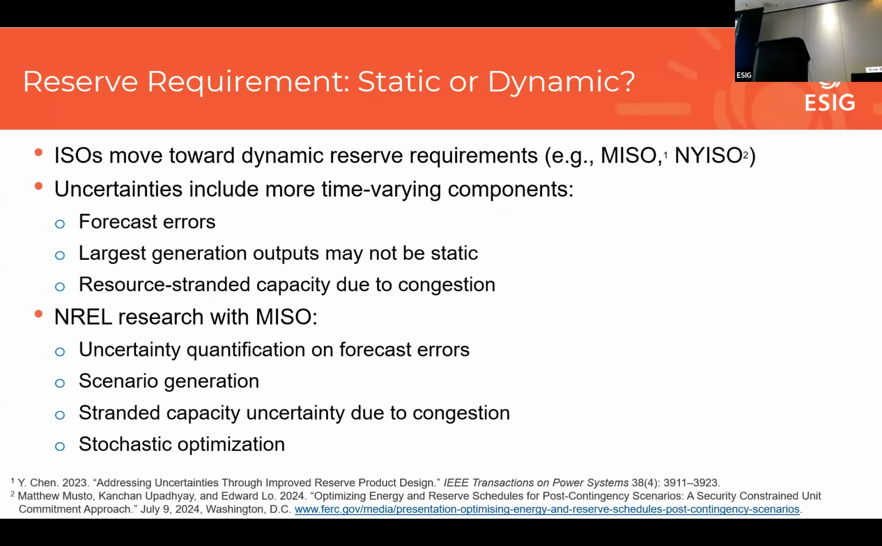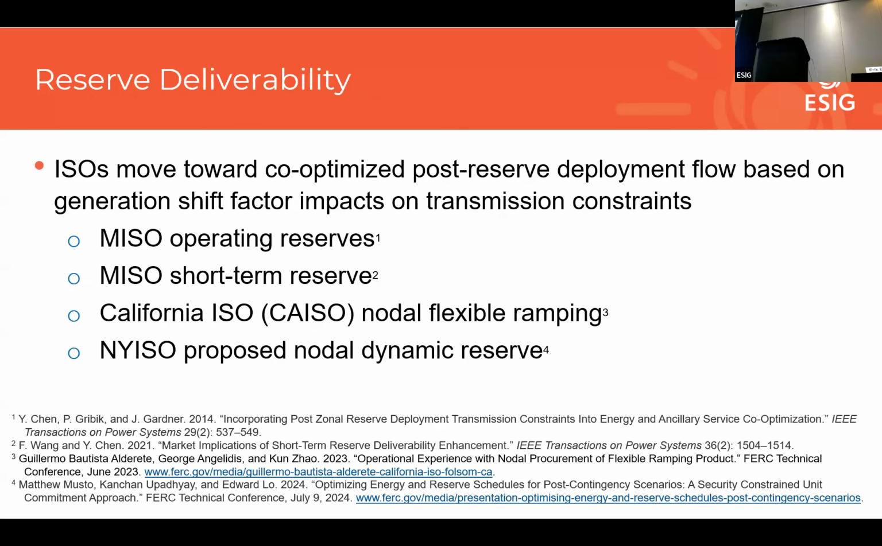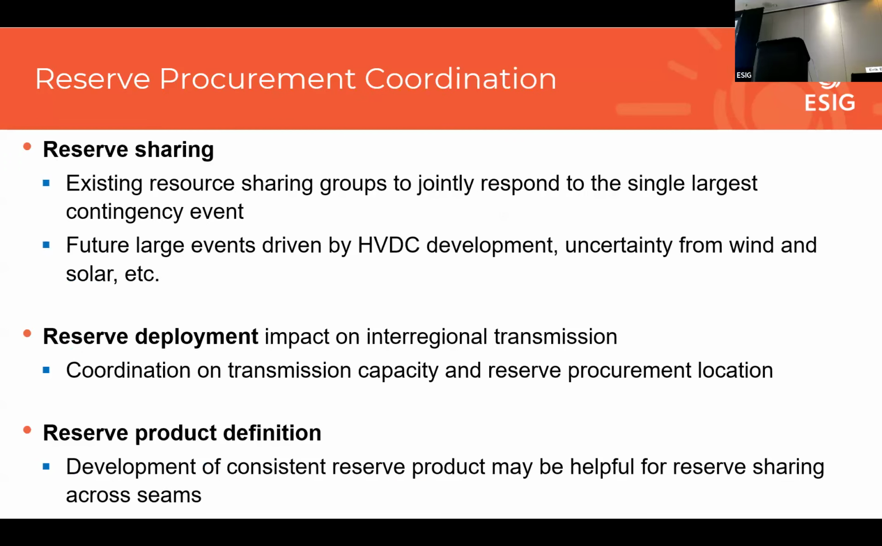So I think we covered the static versus dynamic and the deliverability, in terms of location. And then it goes back to coordination. I think there's a complexity in the reserve market: every ISO has its own definition of a reserve product. There are some common ones, mostly driven by the NERC standard, but then some ISOs introduce a 1-hour product, another a 30-minute one.